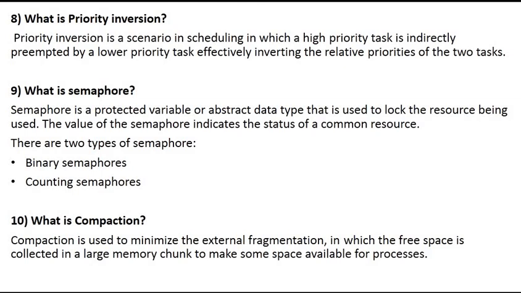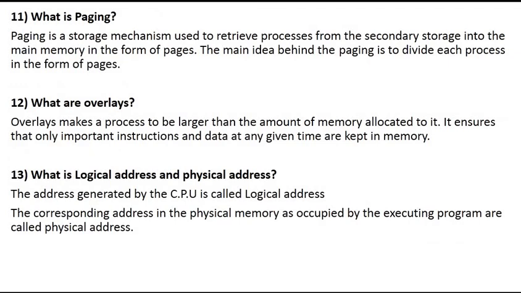Now, what is compaction? Compaction is used to minimize external fragmentation, in which the free space is collected in a large memory chunk to make some space available for processes. Now, what is paging? Paging is a storage mechanism used to retrieve processes from the secondary memory into the main memory in the form of pages. The main idea behind paging is to divide each process in the form of pages. What are overlays? Overlays make it possible for a process to be larger than the amount of memory allocated to it. It ensures that only the important instructions and data at any given time are kept in memory.